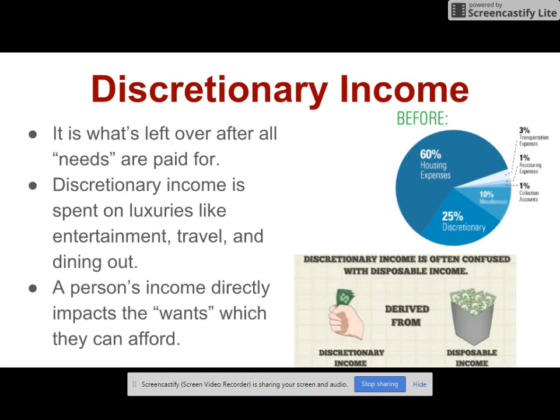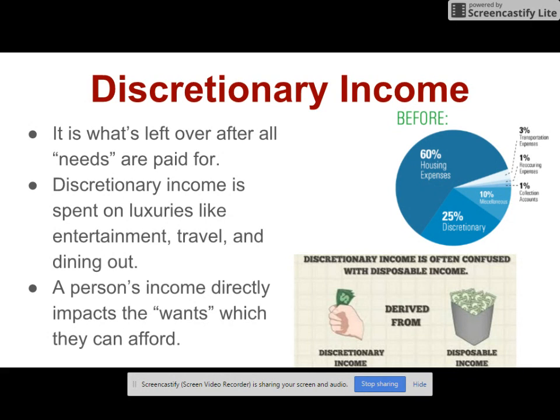Once that's taken care of, then you have your discretionary income. This is what's left over after your basic needs are paid for. We call these luxuries, the things that you don't need to survive. It doesn't always seem luxurious to go out to McDonald's, but it is more expensive than going to the grocery store. So in a way, it is a luxury.